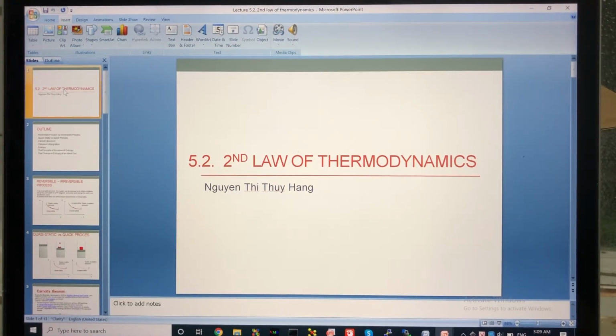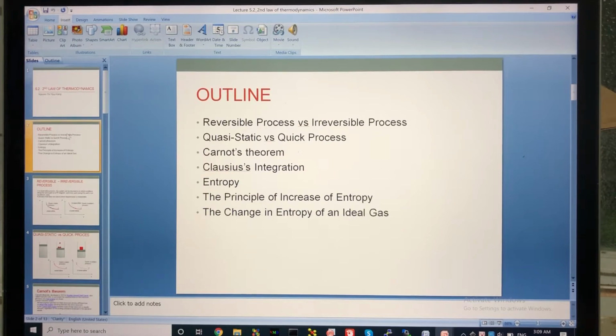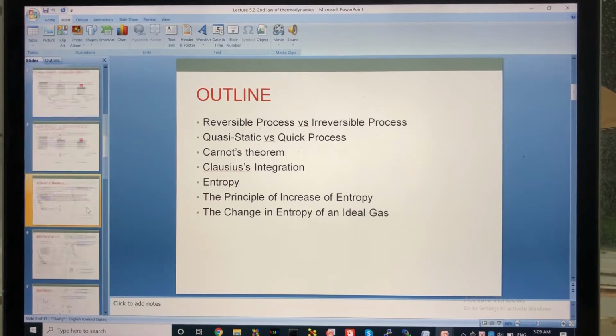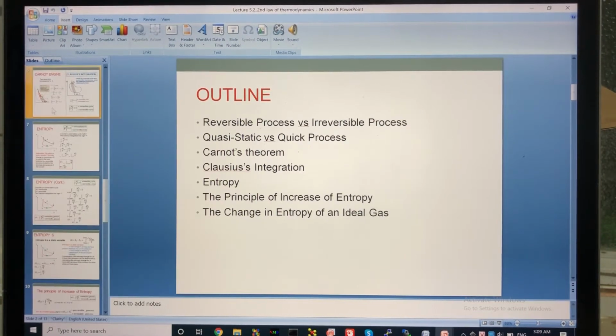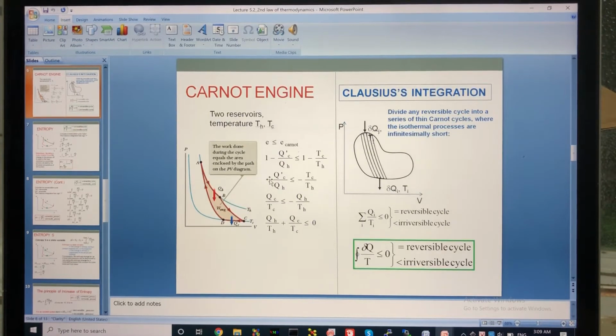In this video, I will talk about the second law of thermodynamics. I am continuing from the previous video. In this video, I will talk about entropy and the rest. Okay, so I immediately move to entropy. Let me remind you a bit: in the previous video, I talked about this sum already. Now we move to entropy.